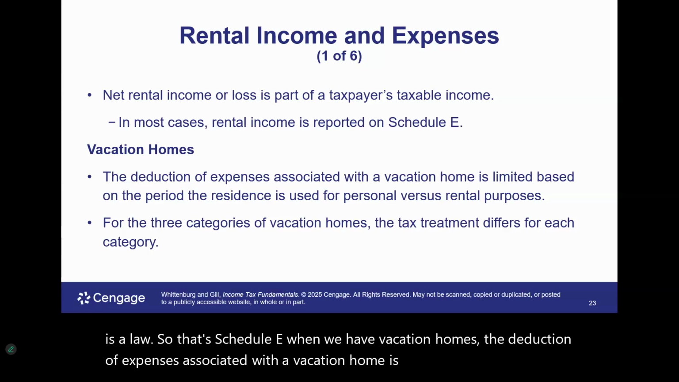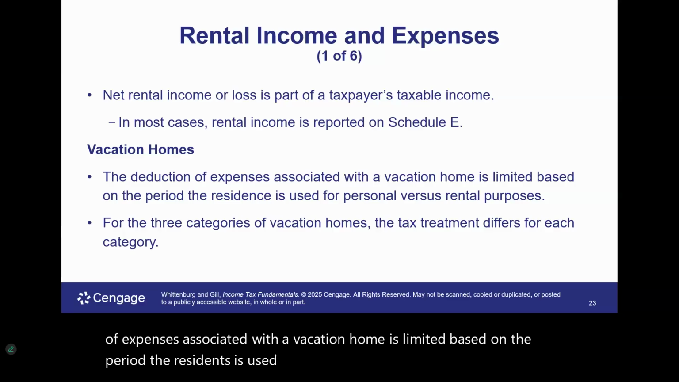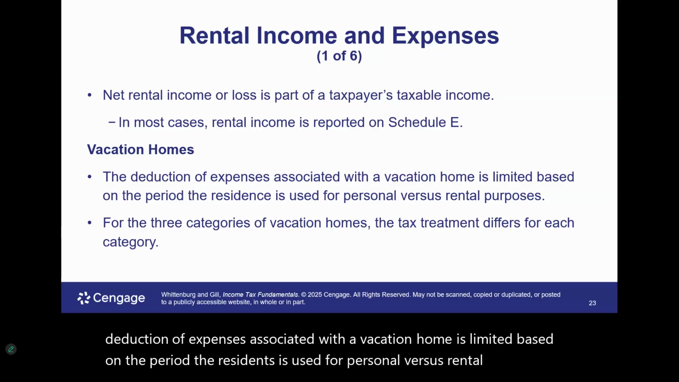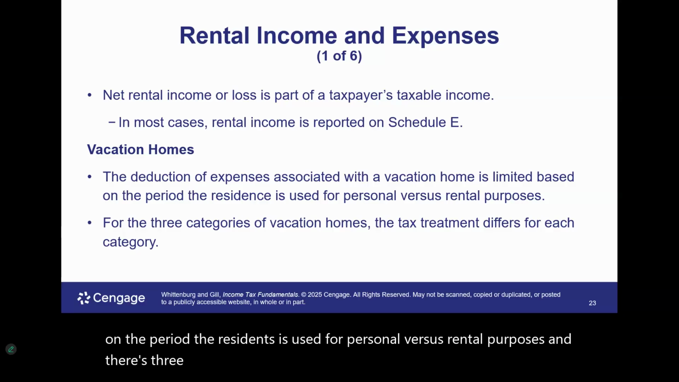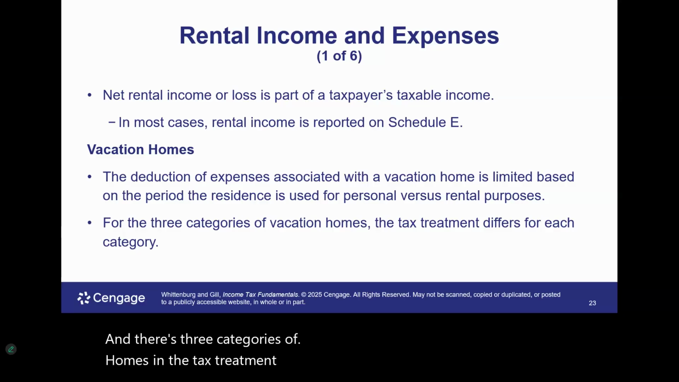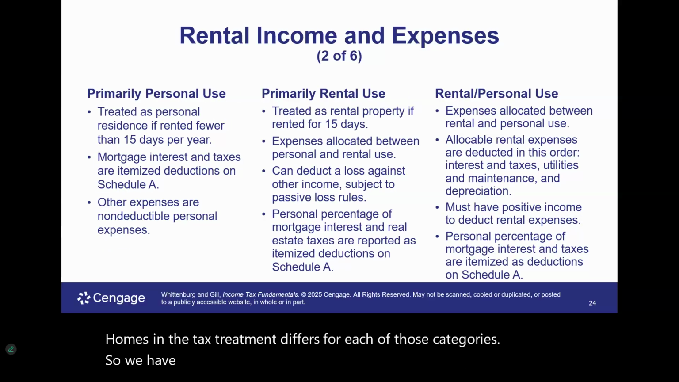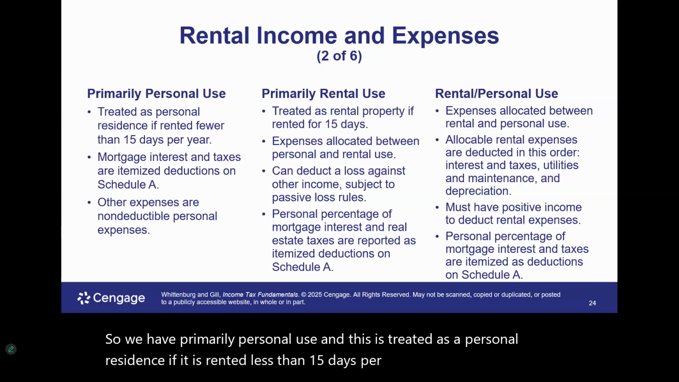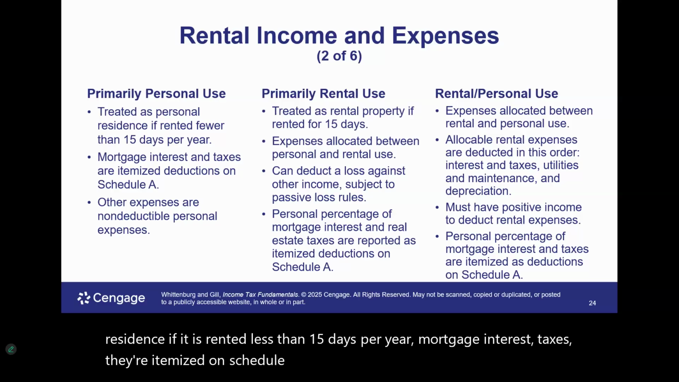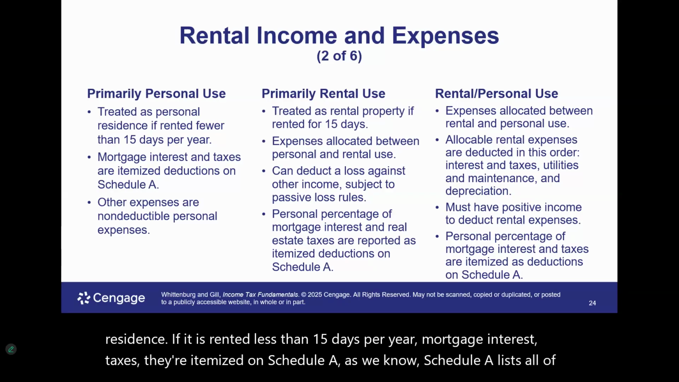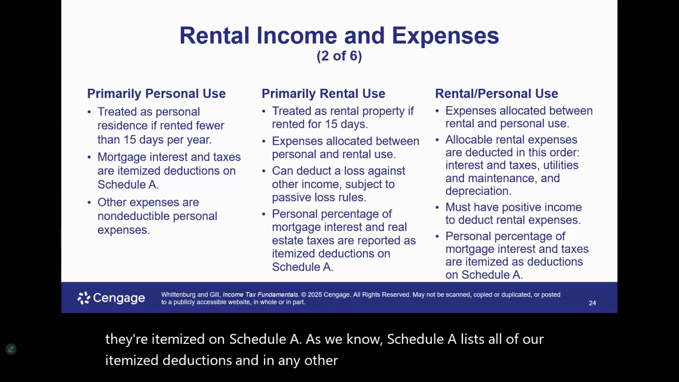When we have vacation homes, the deduction of expenses associated with a vacation home is limited based on the period the residence is used for personal versus rental purposes. There are 3 categories of vacation homes, and the tax treatment differs for each. First, primarily personal use: this is treated as a personal residence if it is rented less than 15 days per year. Mortgage interest and taxes are itemized on Schedule A.